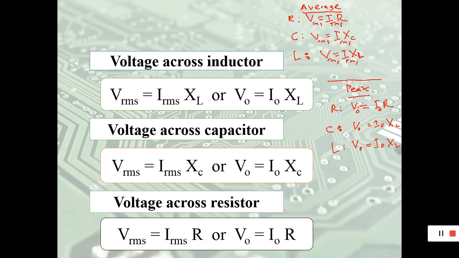Let's say you want to calculate the V or R. Okay, but bear in mind that if you want to find the average, you need to use the RMS value. If you want to find the peak, you need to use V peak and I peak. The naught here represents the peak, the maximum value. Okay, right.